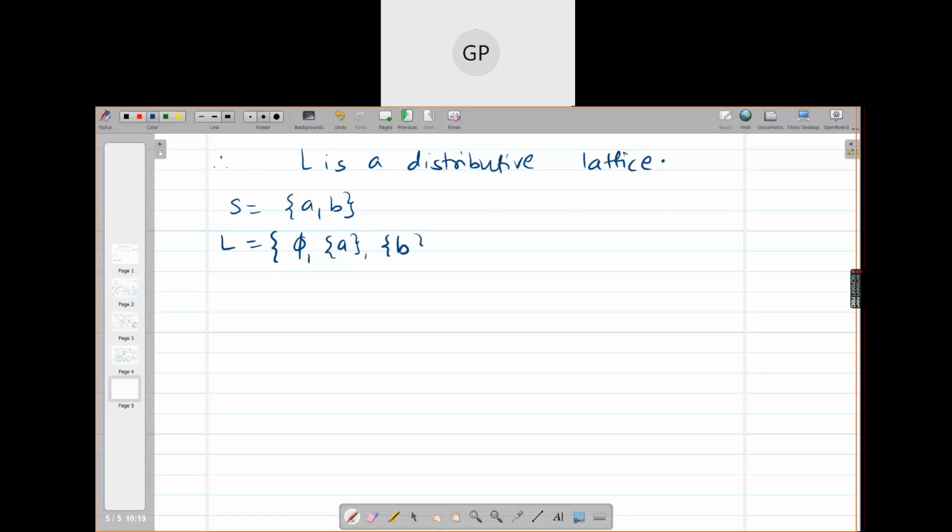L is a distributive lattice. So here, what example should you take? Suppose S has elements A, B. Then what will be its L? L is the power set: phi, singleton A, singleton B and AB, and the Hasse diagram will be like this.